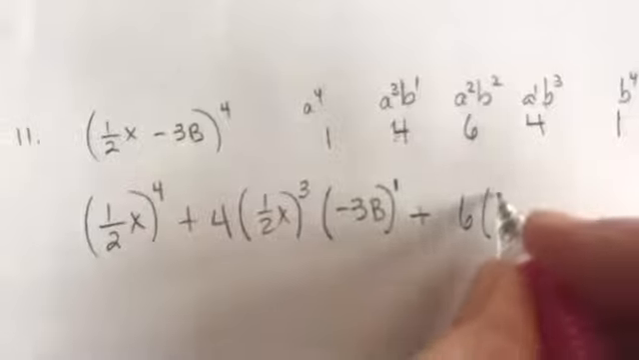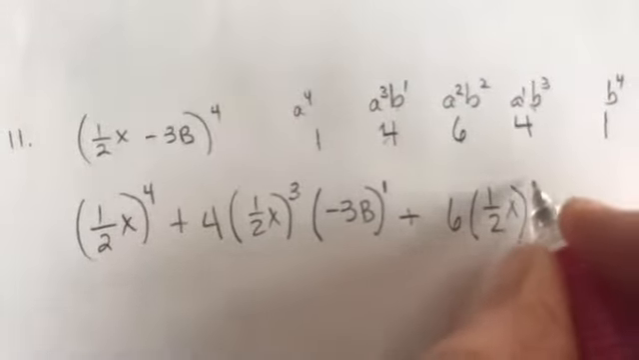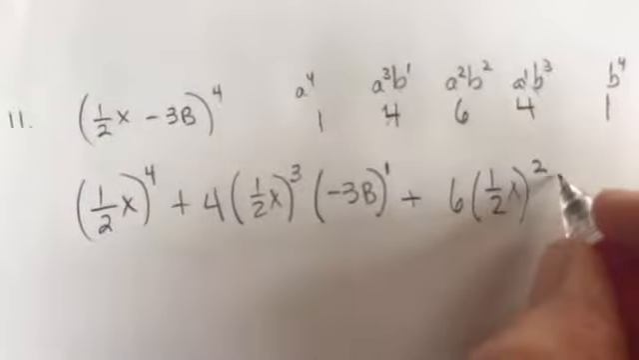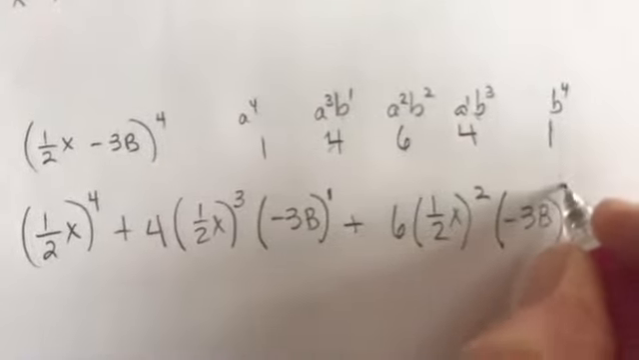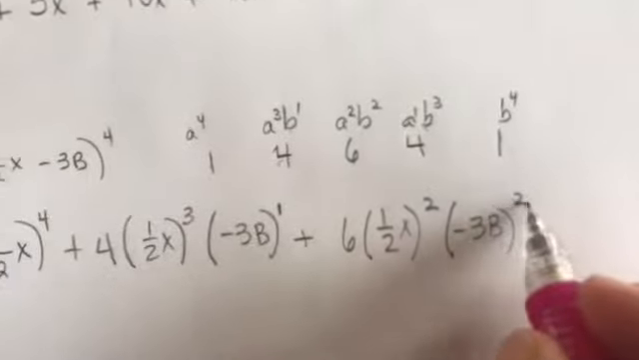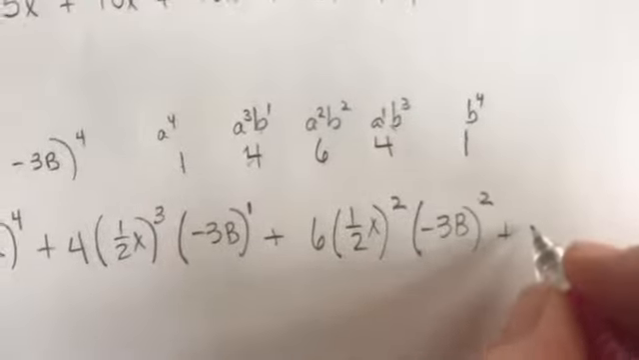I'm going to take my first term, which is 1/2 x, and take it to the second power. And I'm going to take my second term, which is -3b, and it's also to the second power. Ooh, look how those add up to 4. All right, my next term is a 4.